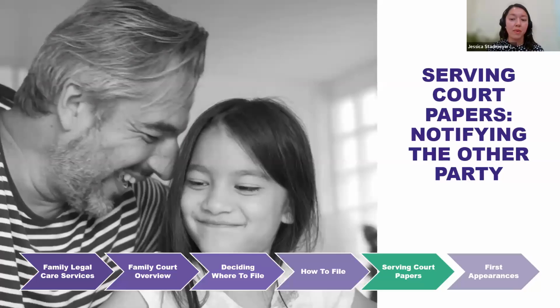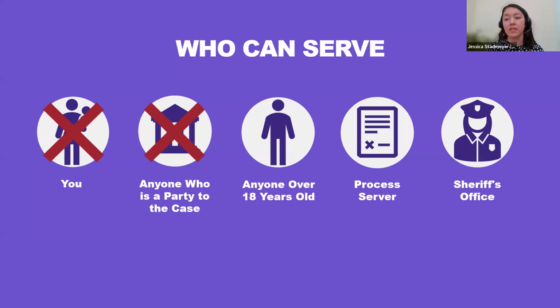And now I'm going to talk about how to serve court papers. Once you are scheduled for a court appearance, you must now notify the other party about the court date. This process is called service. Generally, you'll need to serve only when you're filing a new petition. The first thing to know about service is that you cannot serve the papers in your own case. Also, anyone who is a party to the case may not serve the papers.